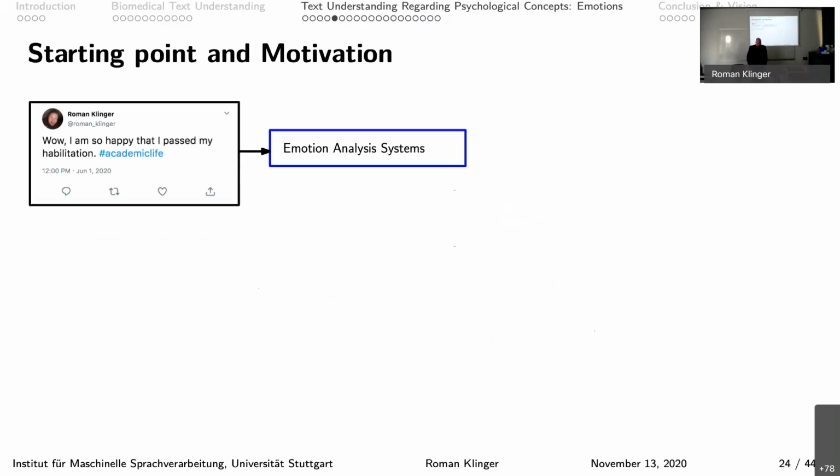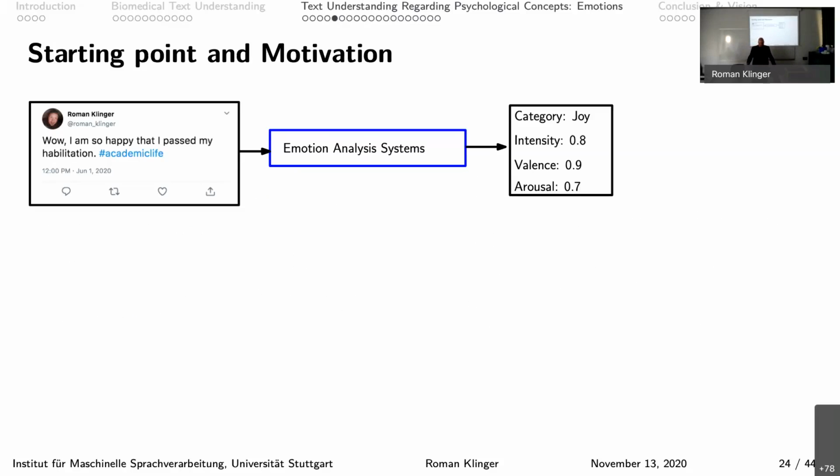So what do such systems look like? Let's say we have a Twitter post here. Somebody tweeted, "Wow, I'm so happy that I passed my habilitation. Hashtag emotion analysis. No, hashtag academic life, actually." Then we take this text and put it into an emotion analysis system. What we get out of this is, for instance, a categorical prediction that's about joy, perhaps also some other values. That's about classification. Now, when you remember how I talked about the biomedical concepts, I also said it might be sufficient to just find that the concept is in there, but it might also be helpful to find where it is in the text.